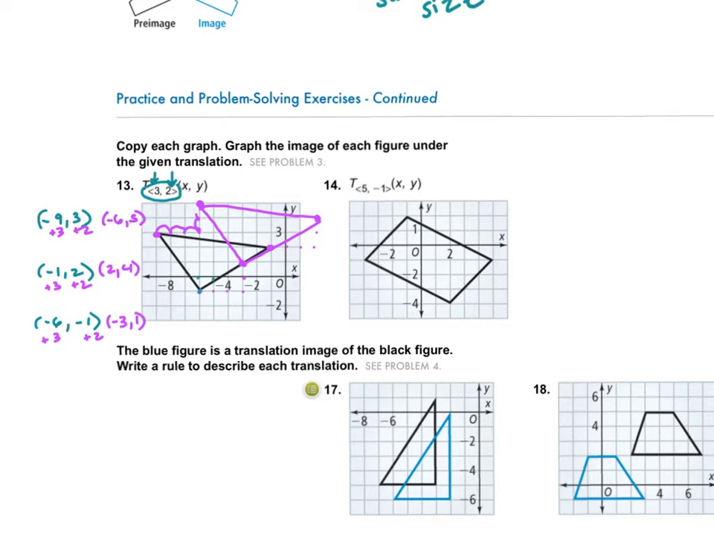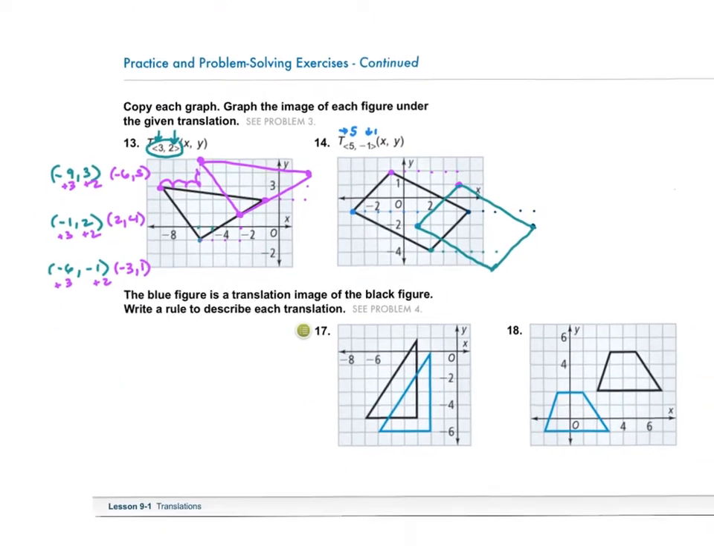Number 4, we're just going to count. So this one, (5, -1) means I'm going to the right 5, and then minus 1 means down 1. So 1, 2, 3, 4, 5, down 1. That's that point. Take this one, right 1, 2, 3, 4, 5, down 1. Take this point, right 5, down 1. And this last point, right 5, down 1. And then connect those sides, and there's your translated quadrilateral.